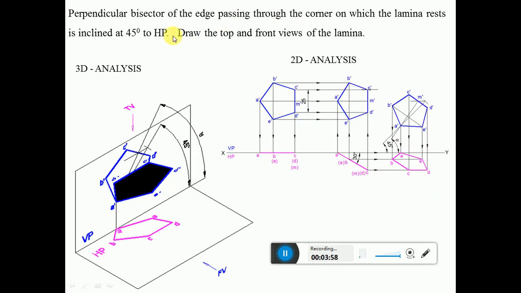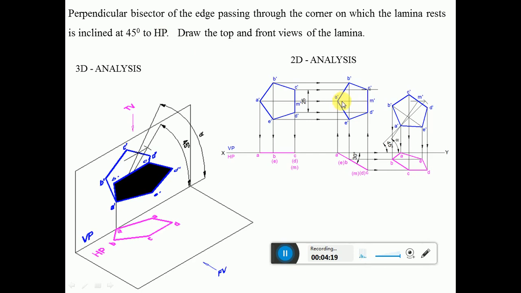Then the edge passing through the corner on which the lamina rests is inclined at 45 degrees to HP. So now here he has given the true inclination, but in the second position front view you can see that it is the apparent length.